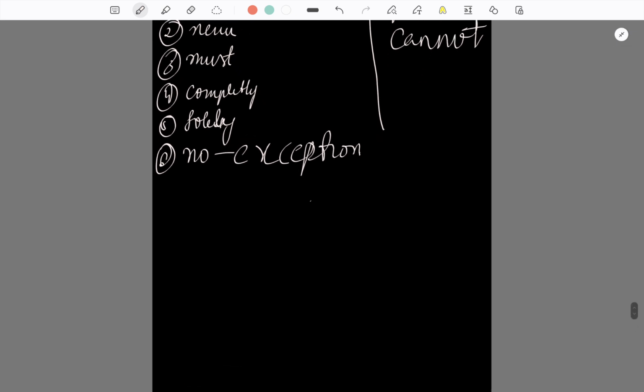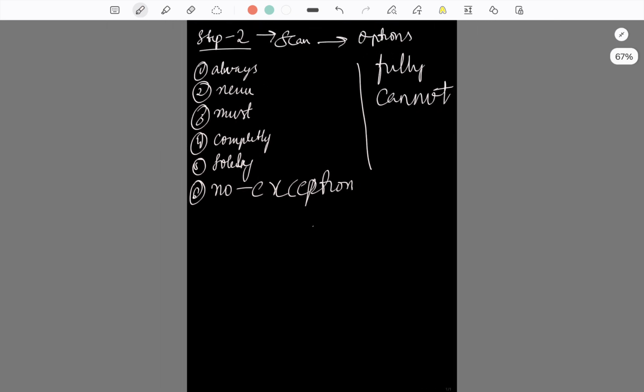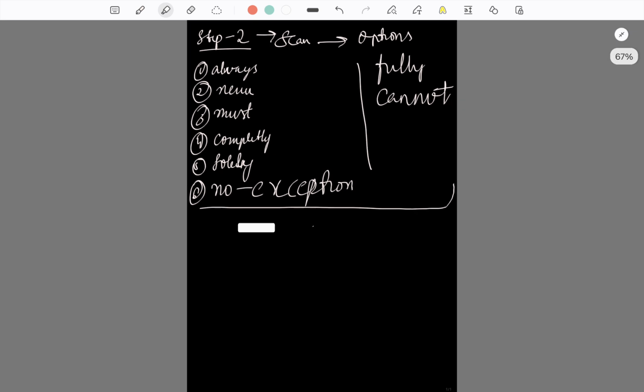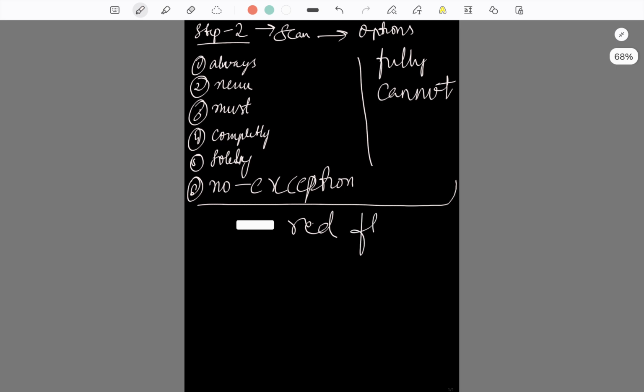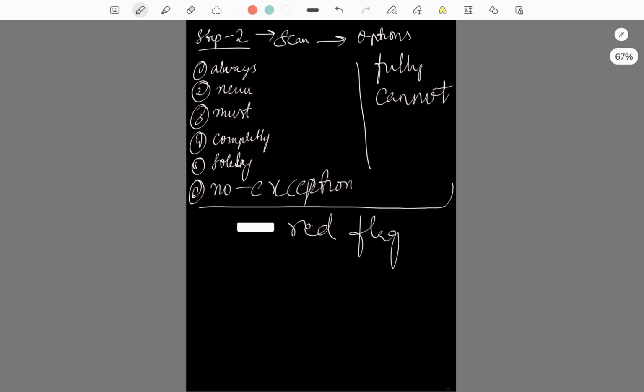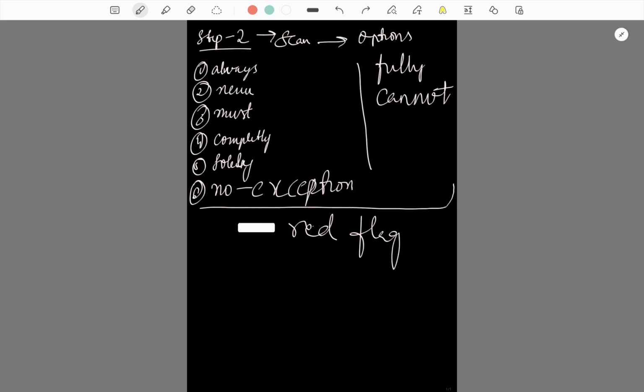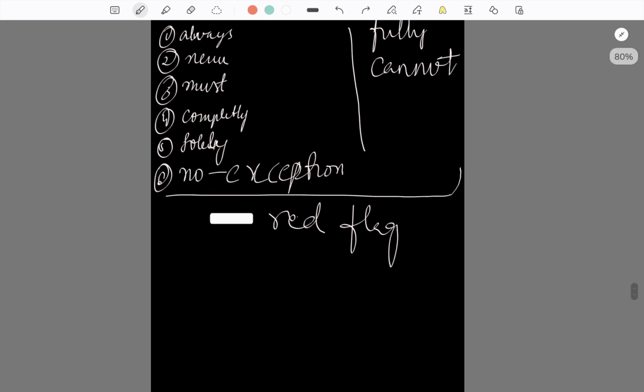These words often signal trap answers. These all are your red flag, your danger zone. If these words come in your options, you need to eliminate them directly. No worries.